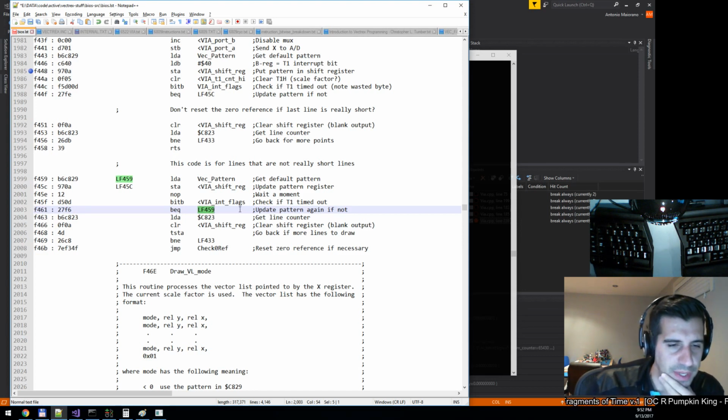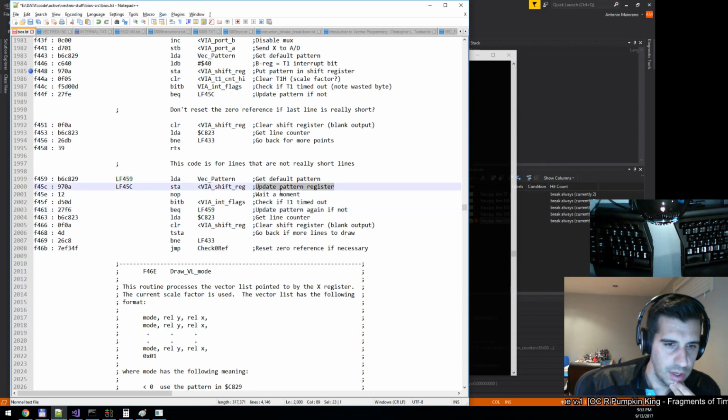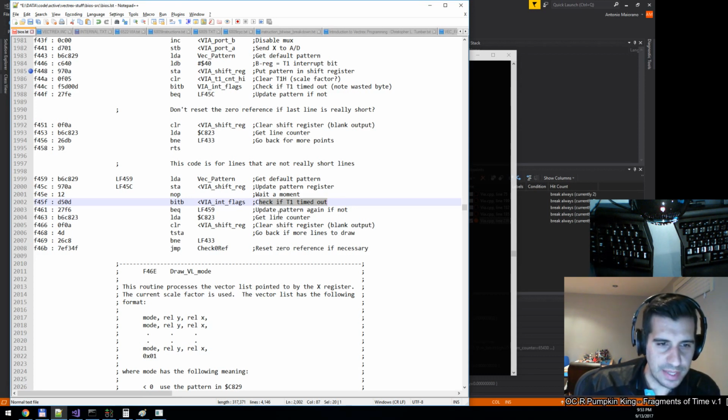Actually, why do they keep updating the pattern to the same value? That's so strange. Update pattern register. Check if timed out. Update pattern again if not. What I expected to see was that the pattern itself would somehow get modified, but it just keeps getting the default pattern. Get default.